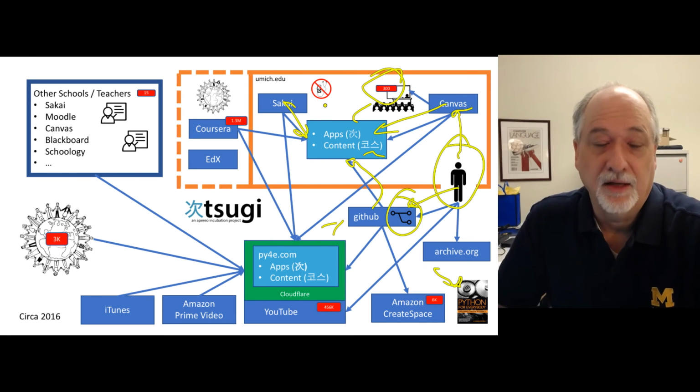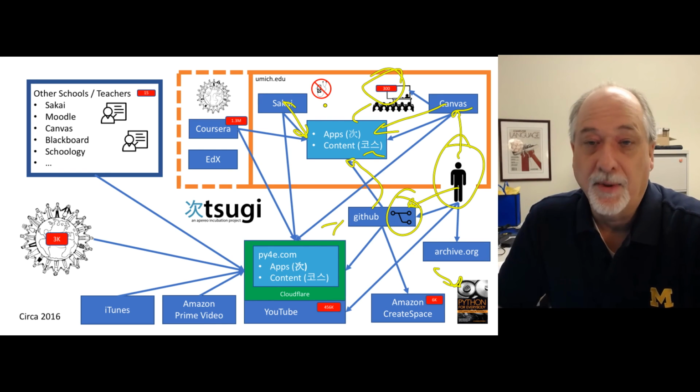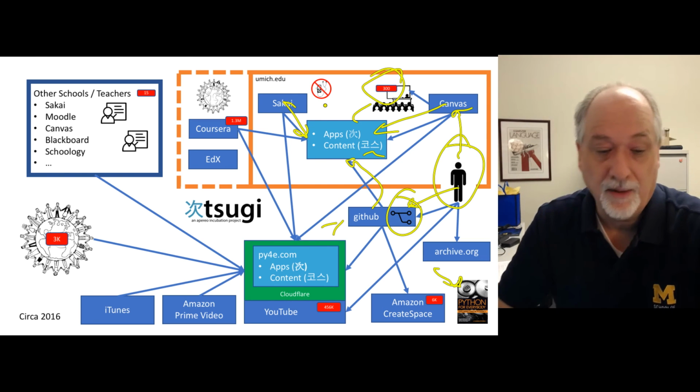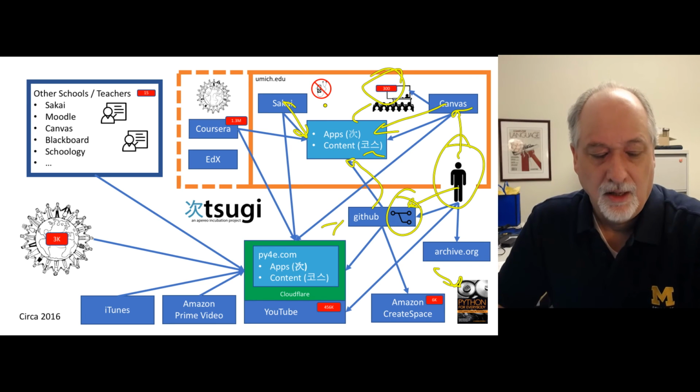And more than anything else, a table of contents and a grade book are the main things I get from Canvas. But my content is not in Canvas. It's all in Koseyu, and my learning assessments are all in Tsugi. And so that's how I deal with my on-campus folks.